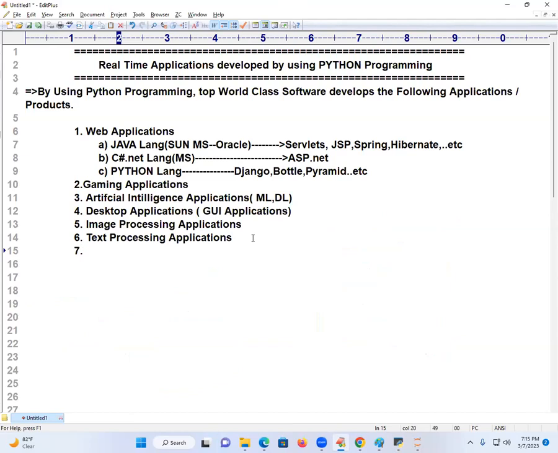Now I will write next. Are you understanding text processing? Next, we are going to write it. One more is called what? Business application development. This is one of the most important things. That is called what? Business apps we can call.